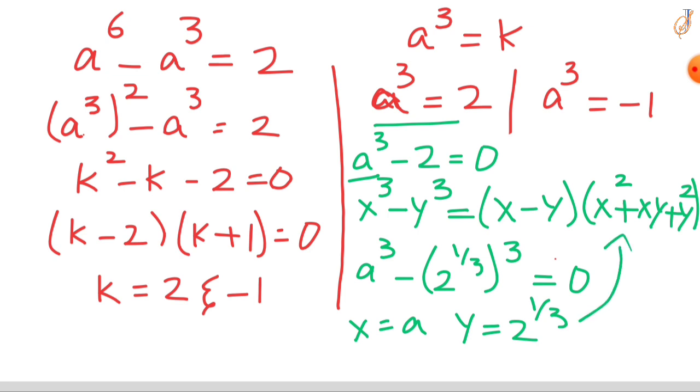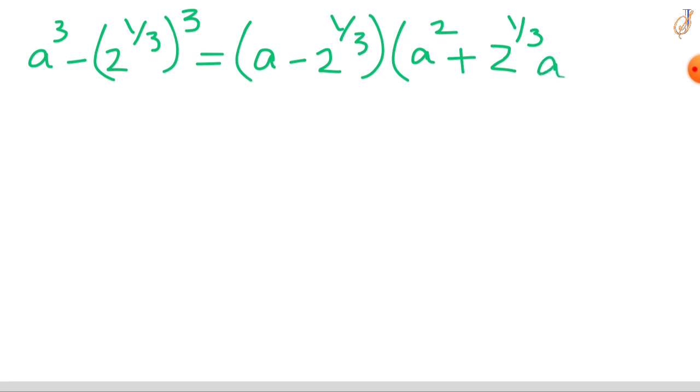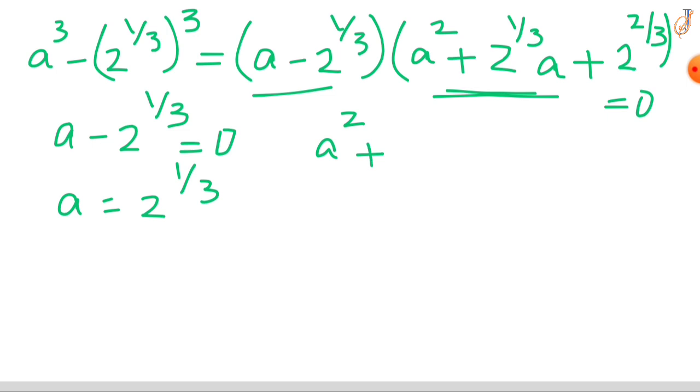Here x value is a and y value is 2 power 1 by 3. Substitute in this formula. Then we get a minus 2 power 1 by 3 times a square plus 2 power 1 by 3 times a plus 2 power 1 by 3 whole square, which is nothing but 2 power 2 by 3, equal to 0. We can write this as a minus 2 power 1 by 3 equals 0. That means a equals 2 power 1 by 3. From here, a power 2 plus 2 power 1 by 3 times a plus 2 power 2 by 3 equals 0. It is a quadratic equation.